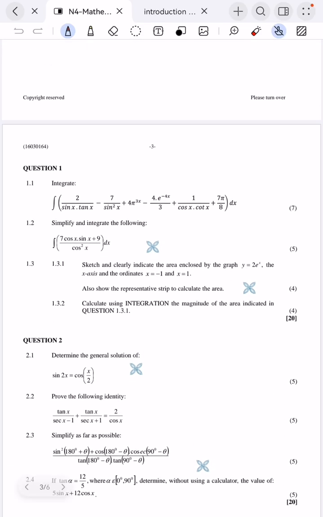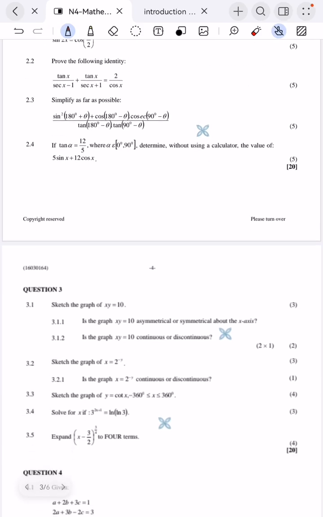Here's integration. You see, integrate this. Same thing, exactly. You understand? Perfect.